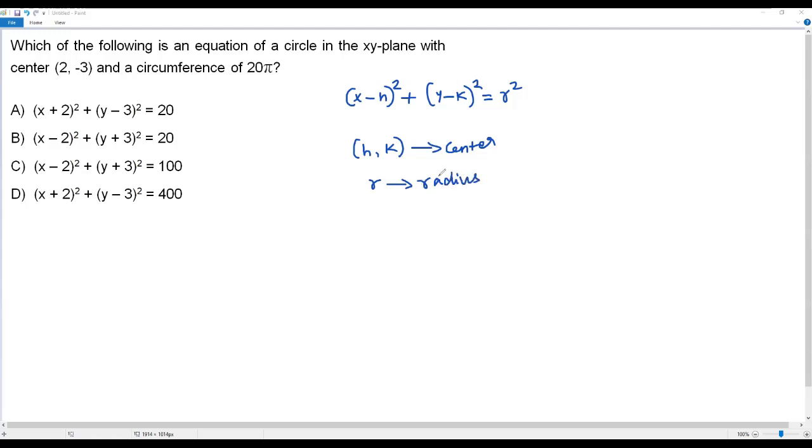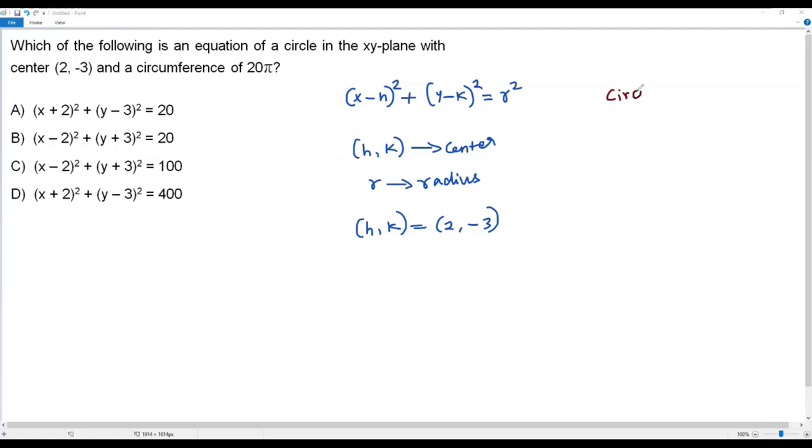To get the equation for a circle in standard form, I need the center (h, k) and the radius r. The center is given in the question. That is (2, -3). So for (h, k), we can plug in (2, -3). That is, for h we plug in 2, and for k we plug in -3. But still, we need the value of r, the radius of the circle. The radius is not given in the question, but they give the circumference of the circle, that is 20 pi.